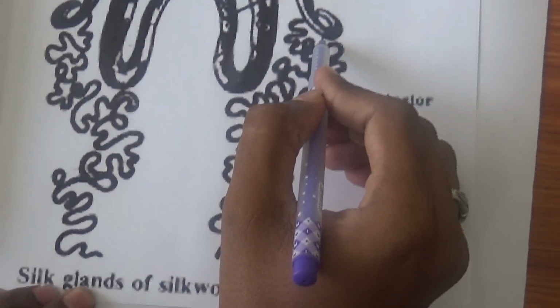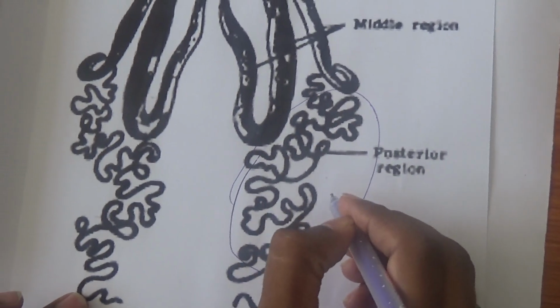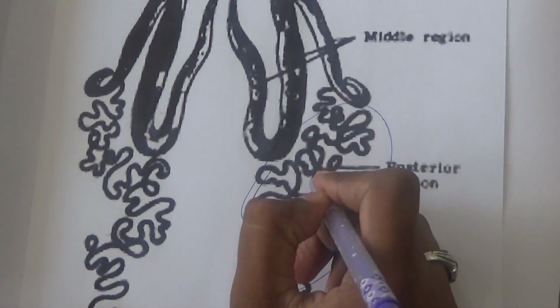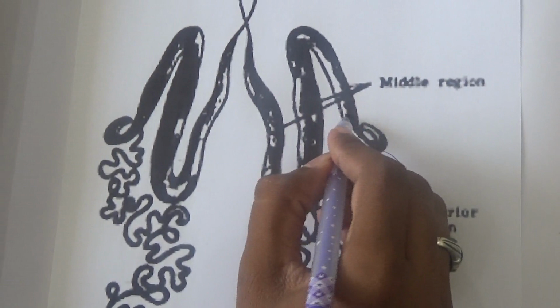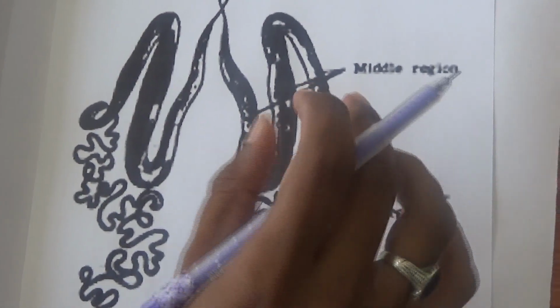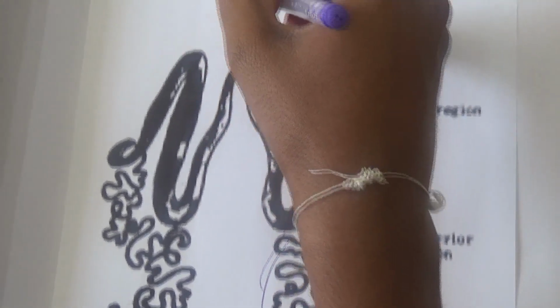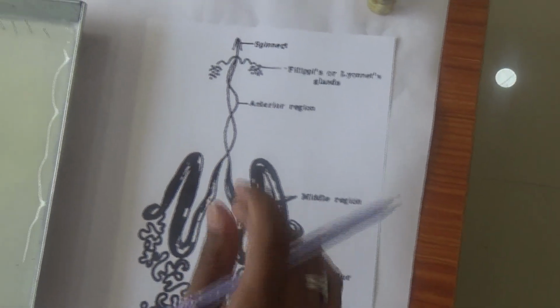Another is a thin thread-like structure, which is called the anterior region. The major silk protein, fibroin, is produced in the posterior region, the folded region. Later it enters the middle region, where the fibroin matures and is stored for some time. Later it is pumped through the anterior region into the spinneret and outside, forming a thread-like structure.